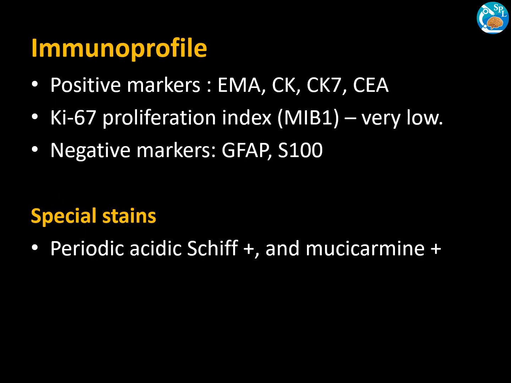Immunoprofile. So the positive markers are EMA, pancytokeratin, CK7 and CEA positive. Now CK7 positivity is present because of the foregut lining. The Ki67 proliferation index is very low. The negative markers are GFAP and S100. S100 may be positive in some of the NECs. Even special stains can be carried out in NECs because of abundance of goblet cells and mucin secreting cells. Therefore, PAS and mucicarmine is positive.